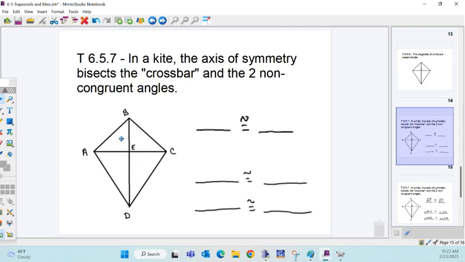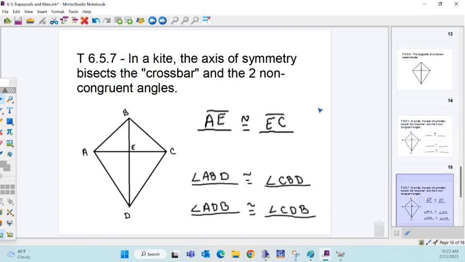And it's also going to bisect this crossbar. It's going to bisect AC. So it's going to bisect the angles, and it's also going to cut the segment into 2 equal pieces. Because this is like a piece that goes down and cuts the whole kite into 2 equal pieces. So the angles have to be equal to each other, as well as this piece that goes across like that.